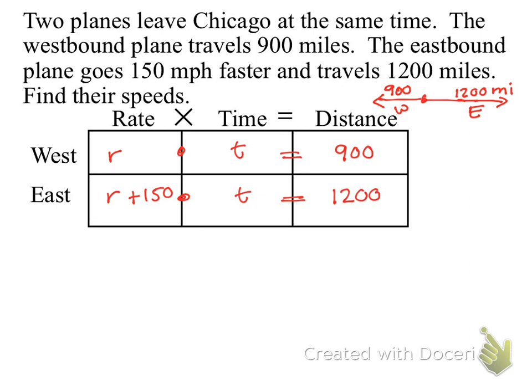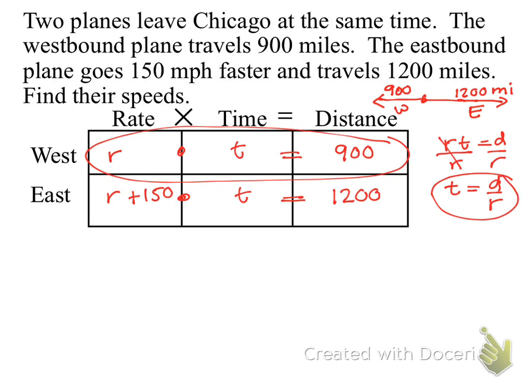Since time is the same, rate times time equals distance. If I divide by R, time is equal to distance over rate. I could write my equation going this way and then do substitution, but I could also write my equation like this. So time here is equal to distance over rate. For the west, what is the distance? It's 900 over R. The other one is 1,200 over R plus 150.